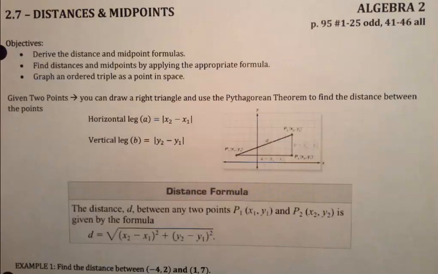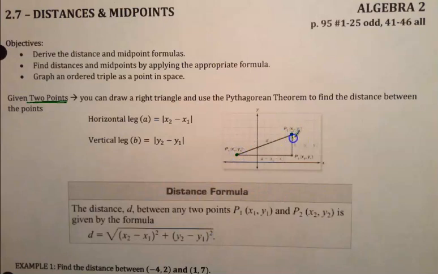It's a new concept. So to get us started, when we are given 2 points, you can draw a right triangle and use the Pythagorean theorem to find the distance between the points. So we have our 2 points here, point 1 and point 2.